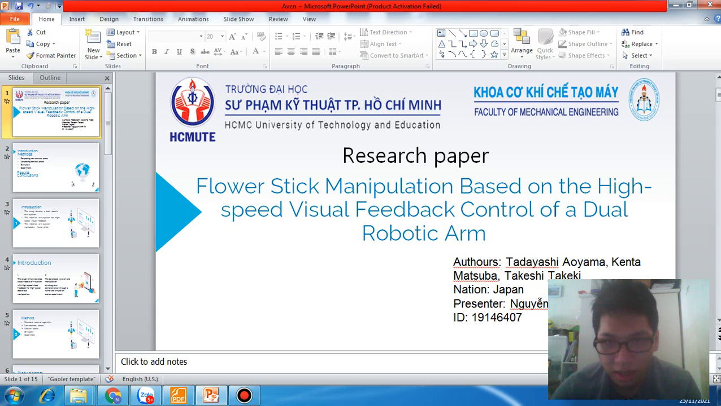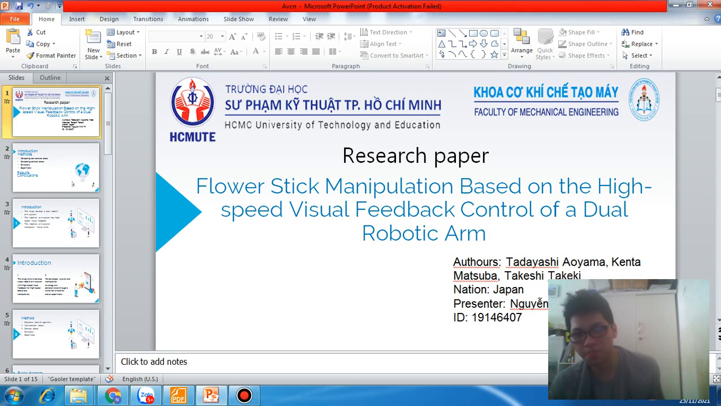Today I will present the research paper "Flower stick manipulations based on the high-speed visual feedback control of a dual robotic arm." My ID is 9119149146407. This research comes from Japan. Its authors are Tadayasu Aoyama, Kenta Matsuba, and Takeshi Takeki.